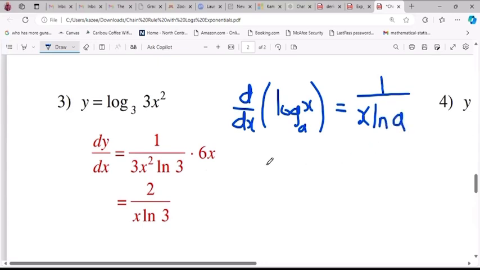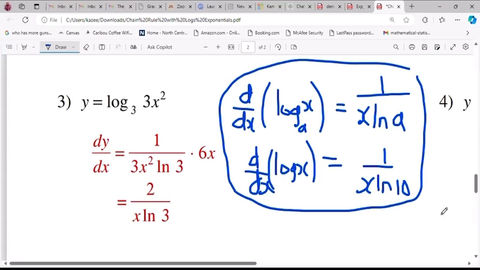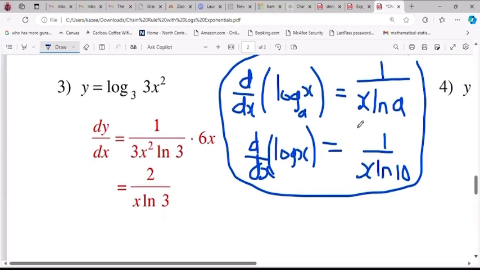Now, if for instance you have d/dx and you just have log x, whenever you have a log x, it's assumed that it's to base 10. So in that kind of situation, you're actually going to write 1 over x ln 10. So this is very, very crucial. Whenever you want to differentiate log, that's a special rule.